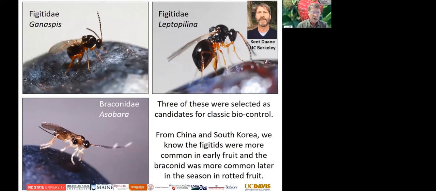We did learn from our collections in China and South Korea a little bit about their biology. We know that they attack the spotted wing early in the season, and they get outcompeted later in the season as the fruit is a little bit riper, a little bit more rotted. That's when you get more of the larval parasitoids that we find commonly in North America as well. Next.